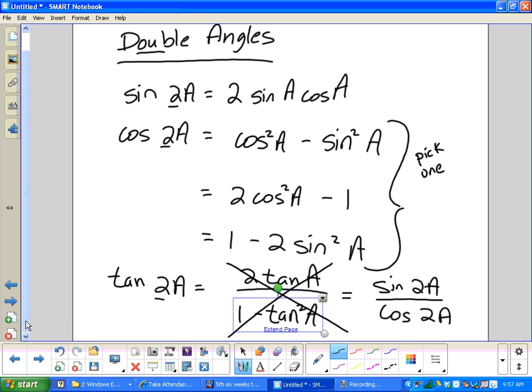And there again, you don't have to memorize these formulas. But what you're going to have to do in a couple of weeks is recognize these when you see them. You're going to see this in a trig equation one day, and you're going to have to remember, hey, that's one of those double angle formulas. So you just have to be familiar enough that you know it when you see it.